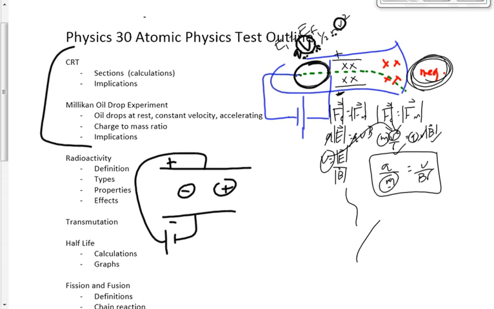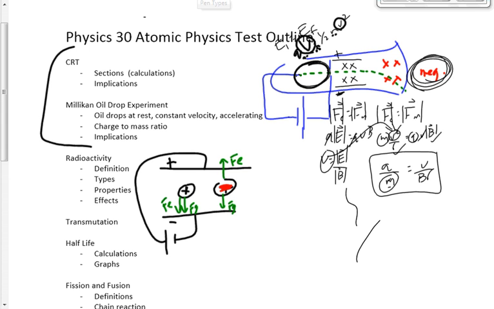The negative particle would experience a force of gravity down and an electric force down. This one would experience gravity down and an electric force up. Sorry, the other way around. Let's make this one positive and this one negative. So the negative would experience the electric force upward toward the positive plate, right? And the positive would experience the electric force downward toward the negative plate.